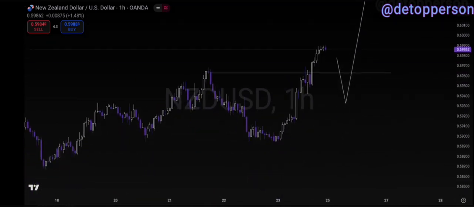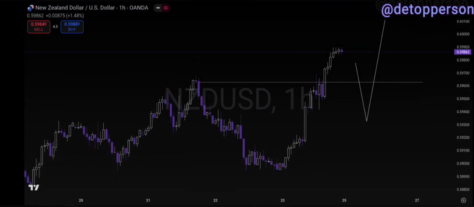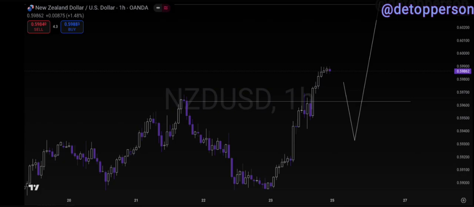This is how I actually use the ICT 2022 model to frame my biases from the higher time frame to the lower time frame. And guys, it's really accurate, and it requires you to be patient. This itself is a trading edge that I've been using for a while, and it works. It works, guys.